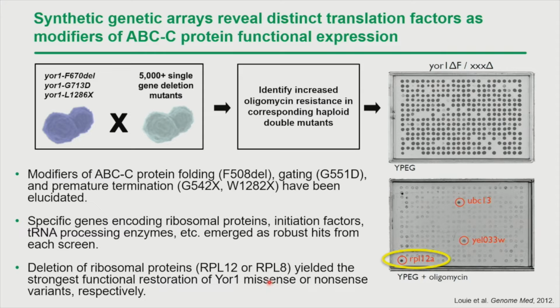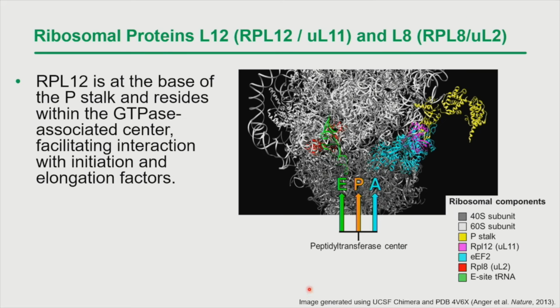With regard to the yeast missense variants, RPL12 deletions seem to be a more robust hit, whereas for the nonsense variants, the RPL8 depletion seems to be more prominent in those results. So I'd like to just start with some foundational knowledge about RPL12 and RPL8 and where they reside in the human ribosome. This is a structure showing the large subunit in the light gray and the small subunit in the dark gray. The RPL12 protein is in the magenta, which you can see resides at the base of a flexible structure called the P stalk.